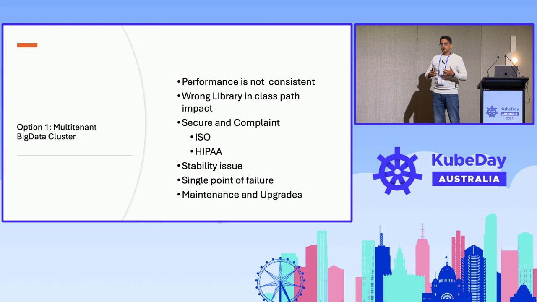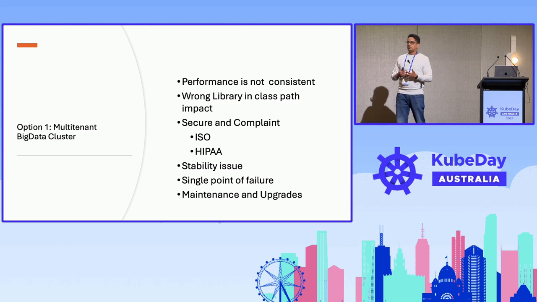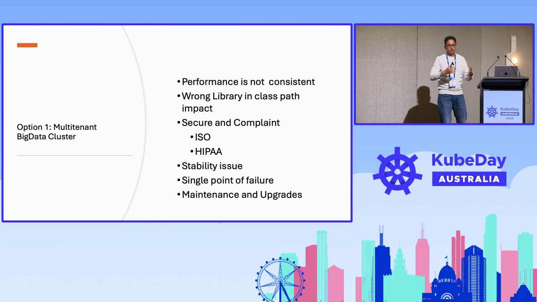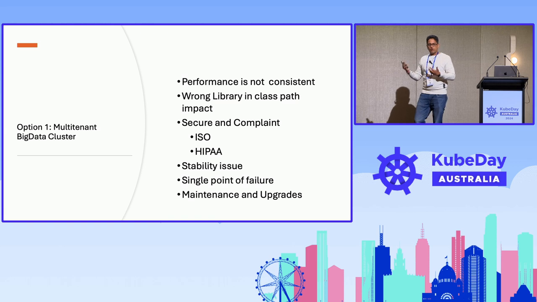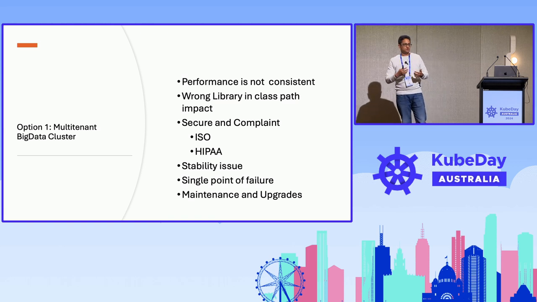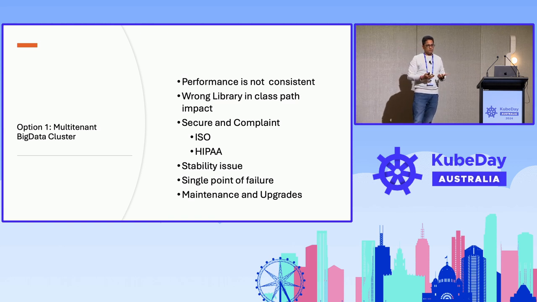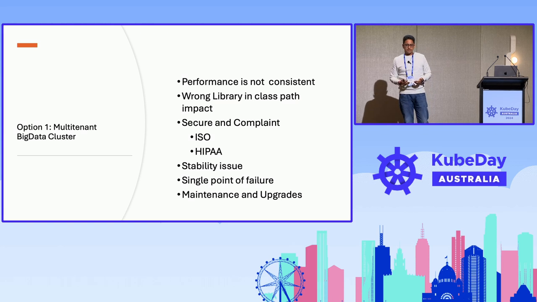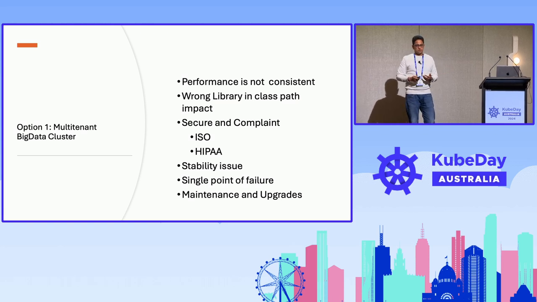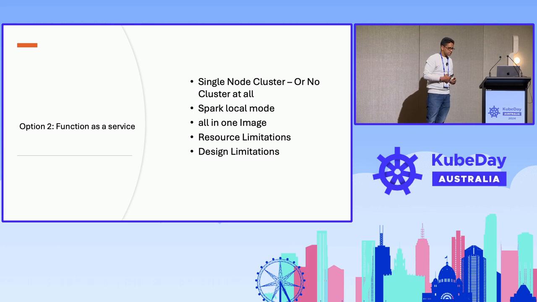There will be certain issues with your compliance. You will not be able to get your certifications in certain scenarios if you're using one common infrastructure. And there are obviously single points of failure and the HA requirements which you have to meet for running your production workload. What happens if your entire cluster goes down, and what is your disaster recovery story for that?